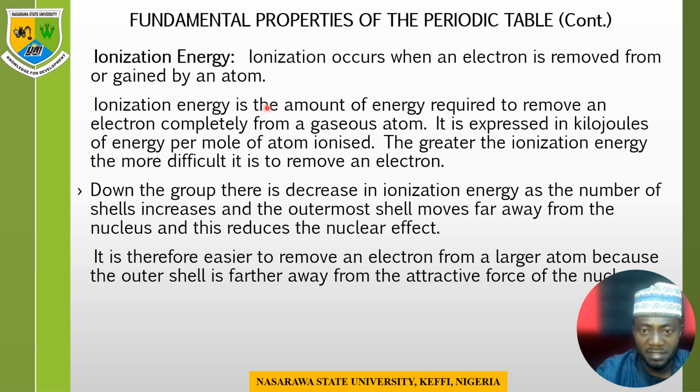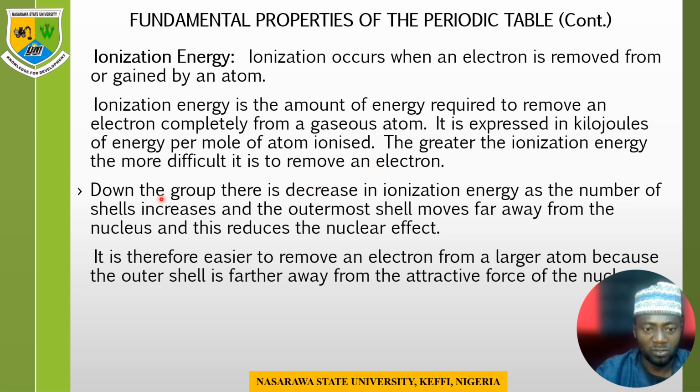Now, ionization energy is the amount of energy required to remove an electron completely from a gaseous atom to form an ion. So it is expressed in kilojoules of energy per mole of the atom ionized. So the greater the ionization energy, the more difficult it is to remove an electron from the atom. And the lesser the ionization energy, the easier an electron can be removed from the atom of that particular element.